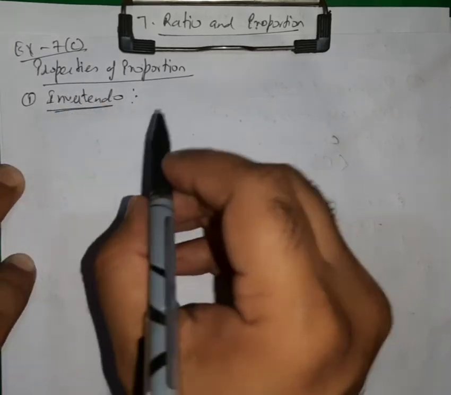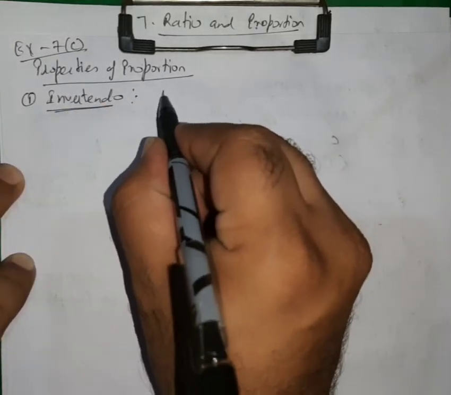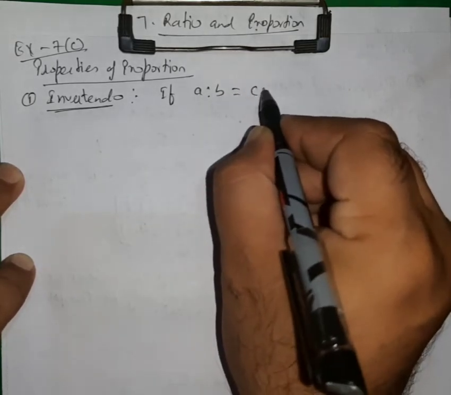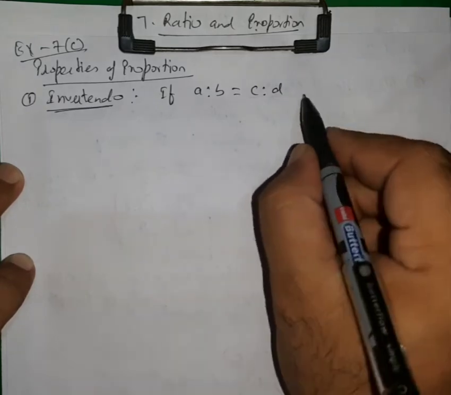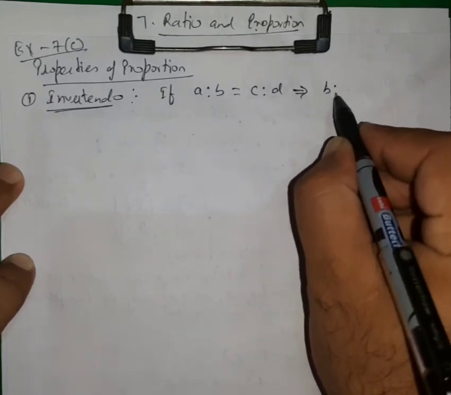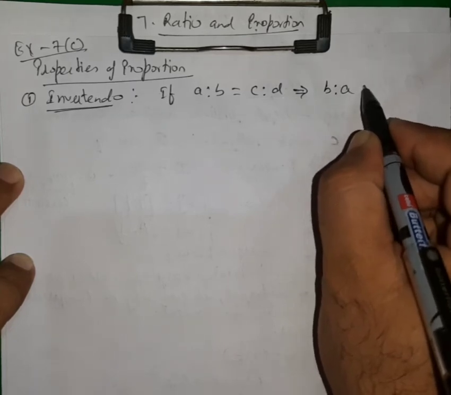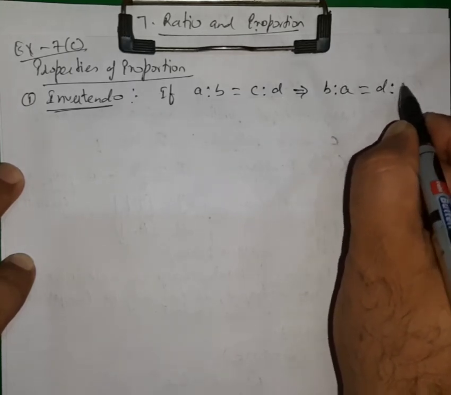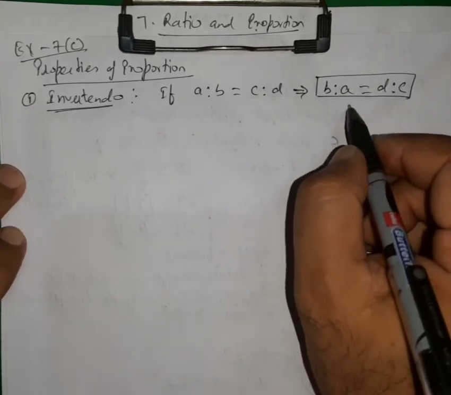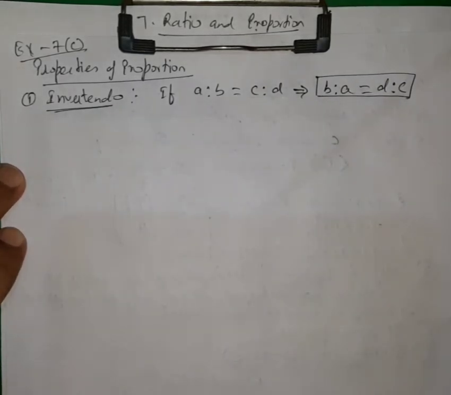Invertendo means we will take the reciprocal of things. So if A is to B is equal to C is to D, then this is invertendo, means we will take the reciprocal of both the ratios. So B over A, or B is to A, is equal to D is to C. This property is called the invertendo property. So simply we are taking the reciprocal of both the sides.